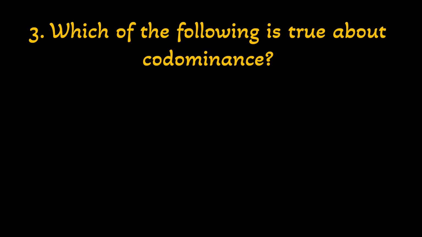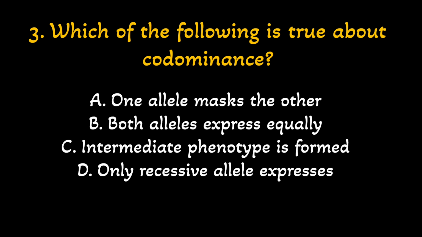The third question is, which of the following is true about codominance? The four options will be displayed to you, and we have to find out which statement is true about the phenomenon of codominance. Now let's see the options. A is one allele masks the other, B, both alleles express equally, C, intermediate phenotype is formed, and D, only recessive allele expresses. So the correct answer, student, for this question is option B, that both the alleles express equally. So this is true about codominance.